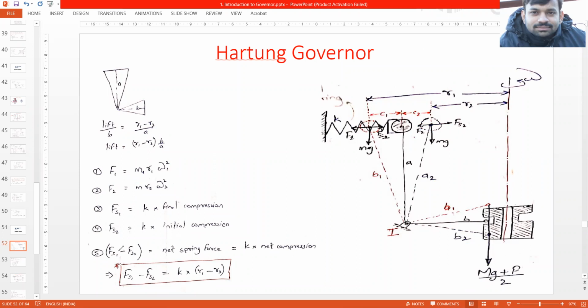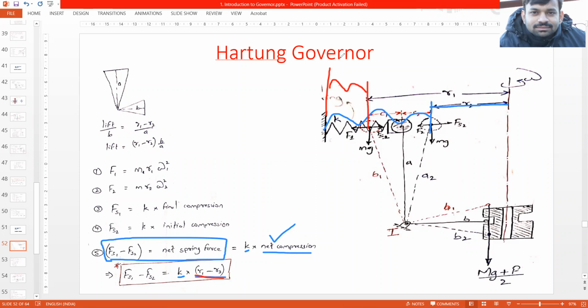So the difference in the spring force, Fs1 minus Fs2, would be the net spring force, and this would be equal to k into net compression, that is the spring stiffness multiplied by the net compression in the spring. So this Fs1 minus Fs2 comes out to be k multiplied by r1 minus r2. Why r1 minus r2? Because when the ball is over here, this would be the initial compression of the spring, and when the ball is over here, this would be the final compression. So the net compression can be calculated by subtracting r2 from r1.